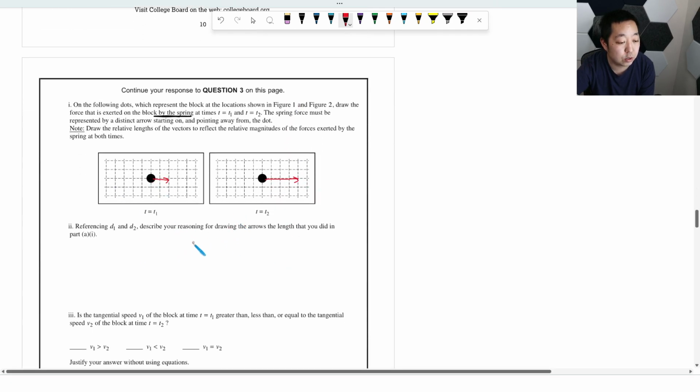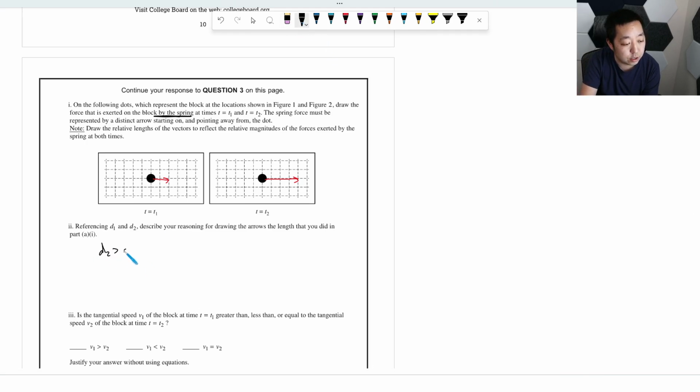Referencing d1, d2, describe your reasoning for drawing the arrow lengths that you did. Well, because d2 is greater than d1 and the spring force is equal to kx, therefore the spring force on 2, which is equal to k times d2, is greater than the spring force on 1, which is equal to k times d1, right? So basically, the spring is stretched more. I would use a little bit of words. The spring is stretched more.